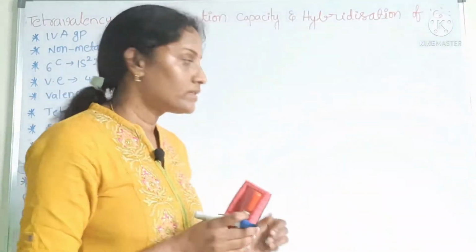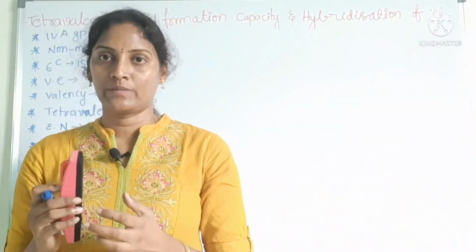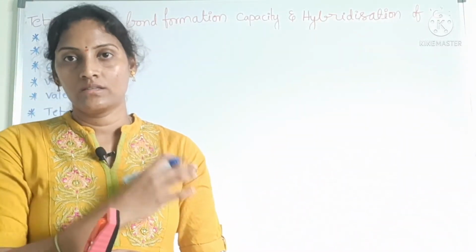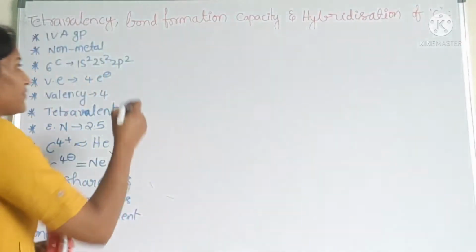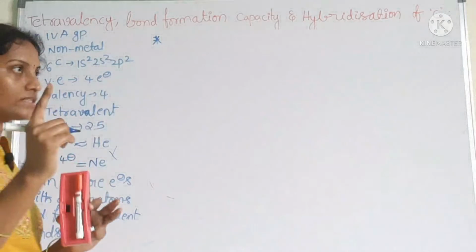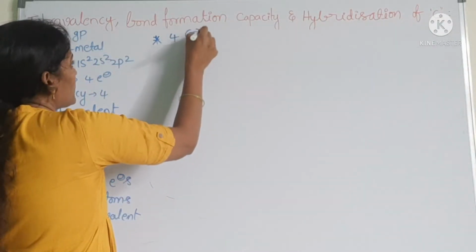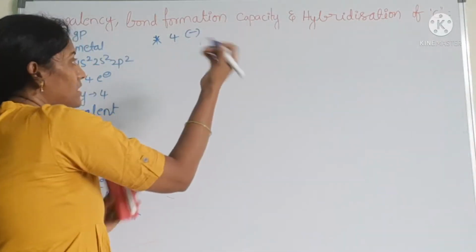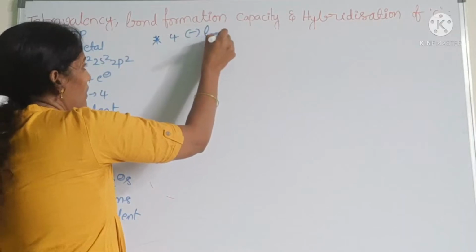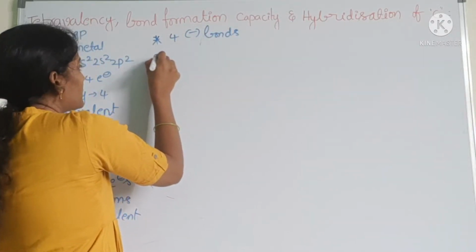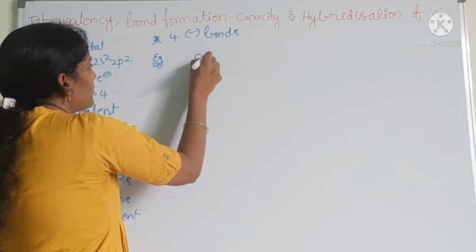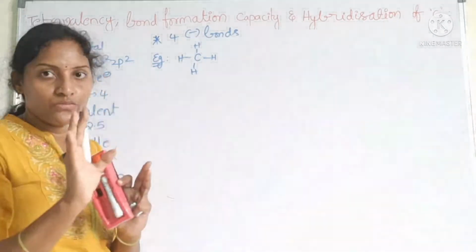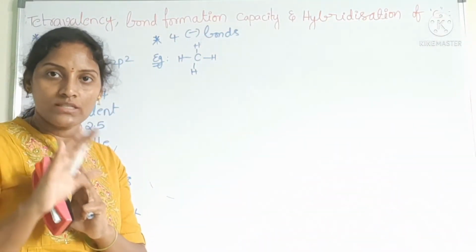Okay, see, this covalent bond formation is of different types, because so many bonds can be formed by this tetravalent carbon atom. The first one is that carbon can form 4 single covalent bonds with the same atoms or other atoms. For example, in methane, carbon forms 4 single covalent bonds with 4 hydrogens. These 4 hydrogens belong to the same element.